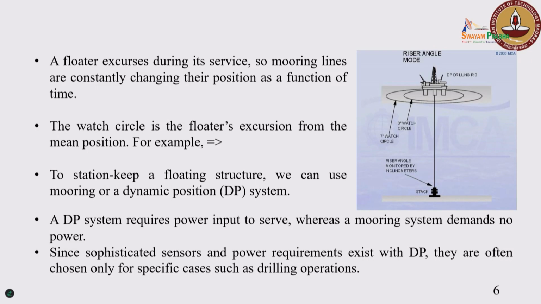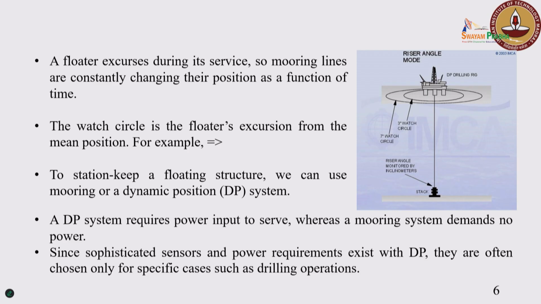Okay, so now we understand that during its course of time, by a floater excursion we basically mean that it will move around during its service. So mooring lines are constantly changing their positions as a function of time. It is understandable. That is what we call a watch circle. The watch circle is the extent to which it can go and the circle that it forms. The watch circle is the floater's excursion from the mean position, right?